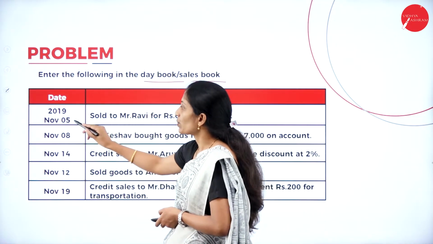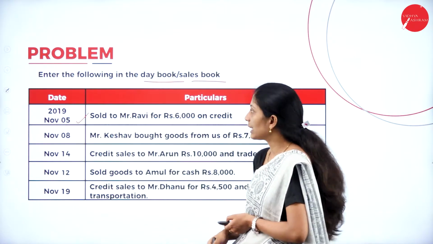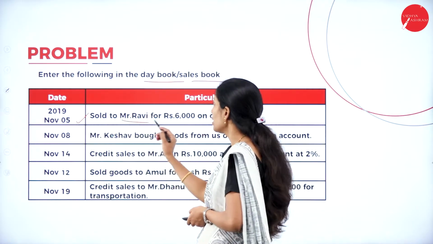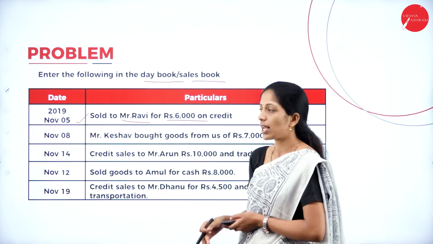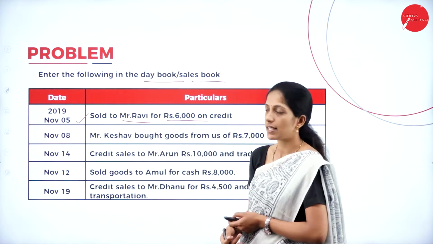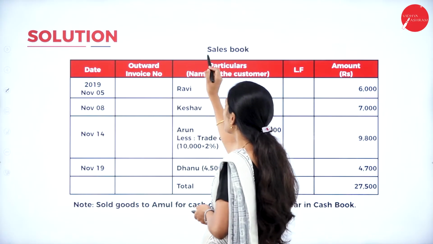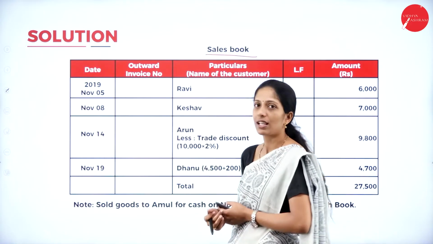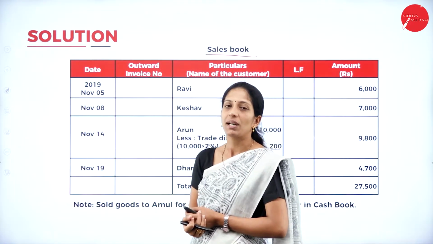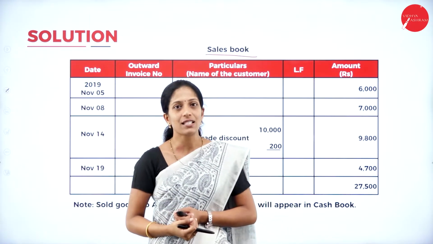Now go through the first one. November 5th, 2019. Sold to Mr. Ravi for rupees 6,000 on credit. So it is a credit transaction. We have to record in the sales book. So how do you record? Write the heading sales book. And what is the format? Date, outward invoice number, name of the customer, ledger folio as well as amount.